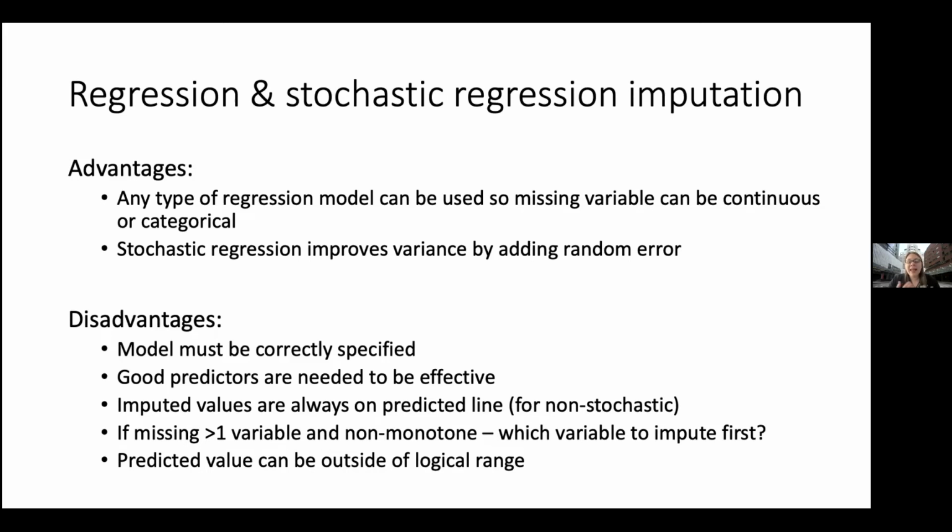Disadvantages: like any regression model, we have to correctly specify our model, and we have to have good predictors so that we can get a good predicted value. When we have the non-stochastic regression, the predicted values will all fall on the predicted line, which is a bit of a disadvantage, which is why stochastic regression does help improve that. And when we have more than one variable that's missing in a non-monotone pattern, we have to decide which one we are going to impute first. That's a big decision, and you would use those imputed values in the next imputation, so that could be a problem.